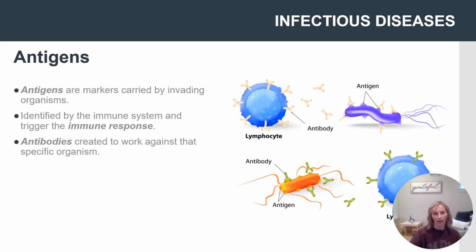So antigens are markers carried by invading organisms. The human immune system protects the body from infectious microorganisms and other invaders. Antibodies created during the immune response are always available to respond if that organism strikes again. So usually our body does a wonderful job of making these and preventing further issues if that comes into the body again. So that gives us our immune response, and antibodies work against specific organisms. It's a very beautiful thing that our body can do if it's working properly, and that's the hope.